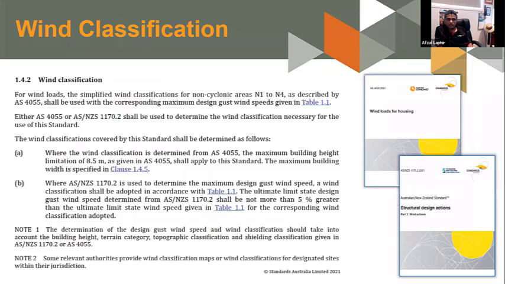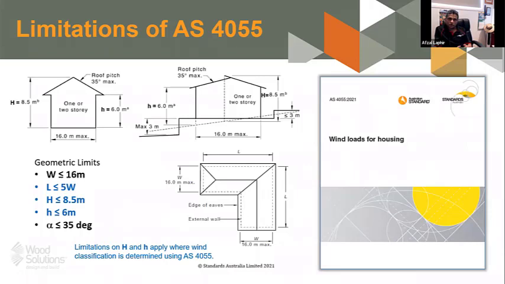We'll look at wind classification. As I mentioned earlier, there are two pathways provided in AS1684. Clause 1.4.2 talks about the two pathways. One is to use AS4055, the wind loads for housing code, or the generic wind loading code, AS/NZS 1170 Part 2. I will focus a bit on AS4055 because this is a code that has pretty much been designed for even non-engineers to use. It's a very prescriptive standard, and it's not that hard to use to assess your own wind classification.